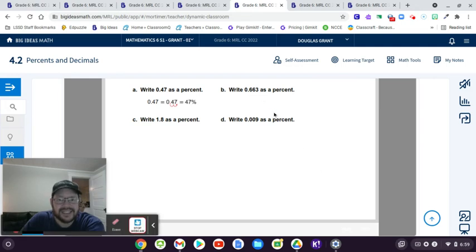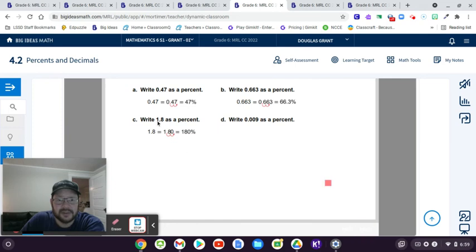Okay, this one's slightly trickier because there's another digit. How would you write 0.663 as a percent? Okay, so you move the decimal over 2 spots and it is 66.3%. What about this one? 1.8 as a percent. Okay, same deal. You move the decimal over 2 spots. You have to add a 0 in this case, and you end up with 180%.